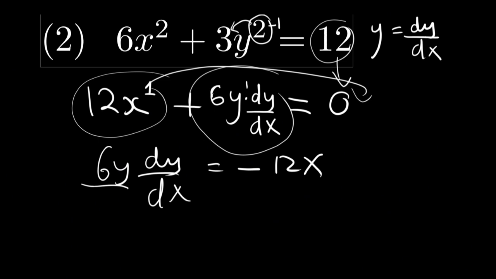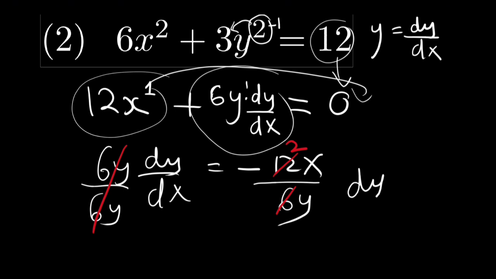And then we will divide by 6y both sides. So this will cancel out. And then the 6 will cancel out with the 12 to give us 2. Now we will finally have our answer, or dy over dx, as negative 2x divided by y.